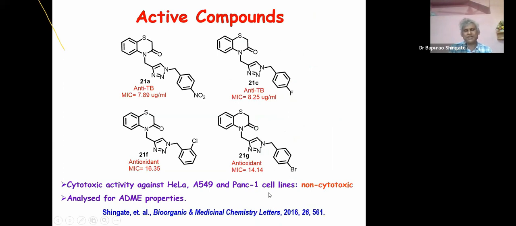And this particular work, which we have published in the Journal of Bioorganic and Medicinal Chemistry, and in this particular structure, you have a free methylene group you can utilize for many organic transformations as well. Okay, in our next attempt, see here, we have expanded our contributions in terms of click chemistry through benzothiazinone-based compounds.